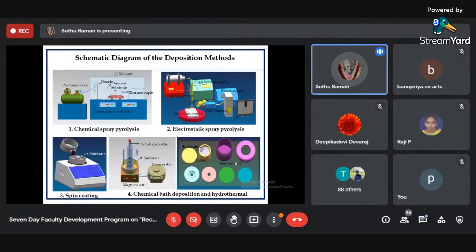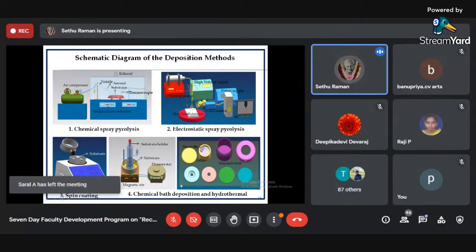These are the schematic diagrams of the deposition methods: the chemical spray pyrolysis technique, the electrostatic spray pyrolysis technique, spin coating, chemical bath deposition, and then the hydrothermal method. The last two techniques are used for the growth of one-dimensional nanostructures of TiO2 and ZnO. The first three are used for the seed layer preparation.